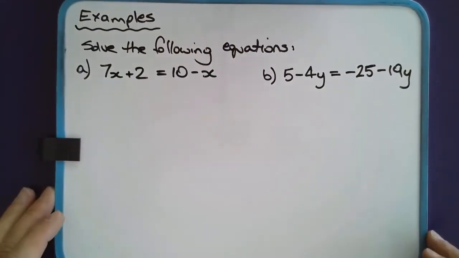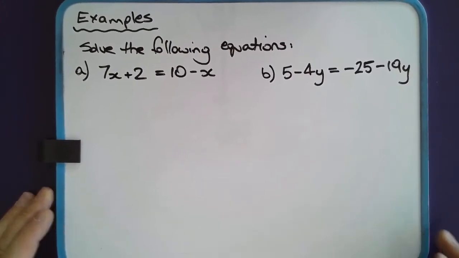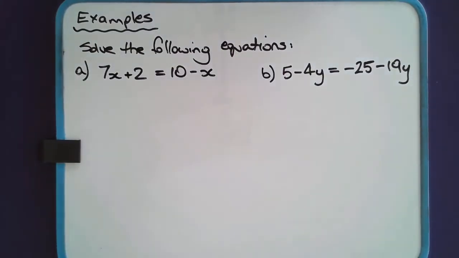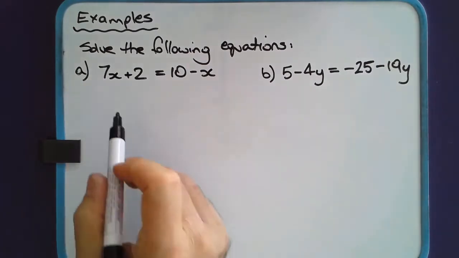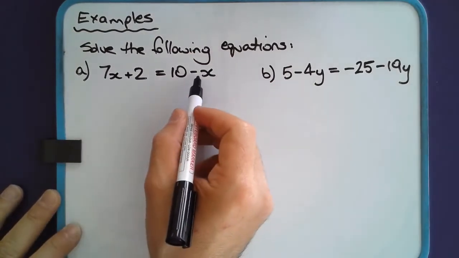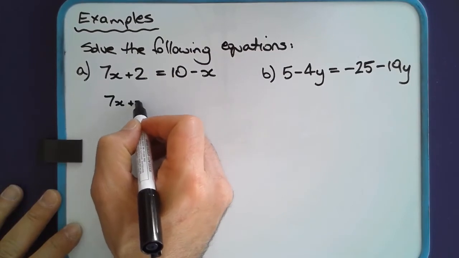Let's have a look at a couple more examples. So let's solve the following equation. If you like, you can pause the video at this point, copy the examples down, have a go at it, and then have a look at the worked solution after. So I'm going to go through now and do the worked solution. 7x plus 2 equals 10 minus x. So what I'm going to do is this negative x here, I'm going to move it over, and it's going to become a positive x.